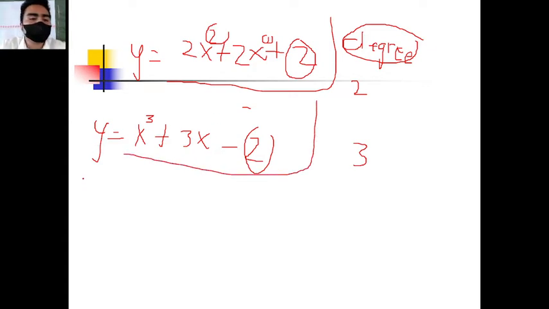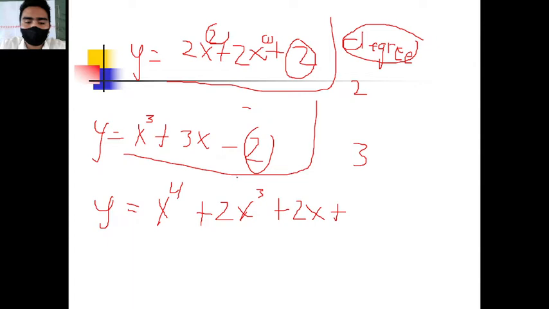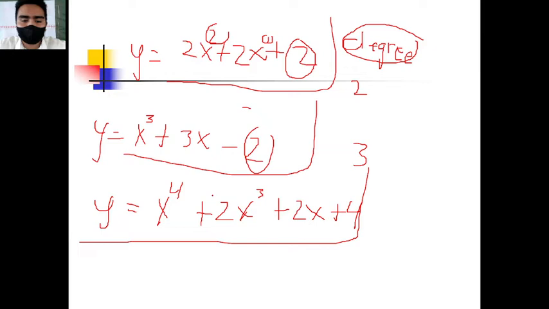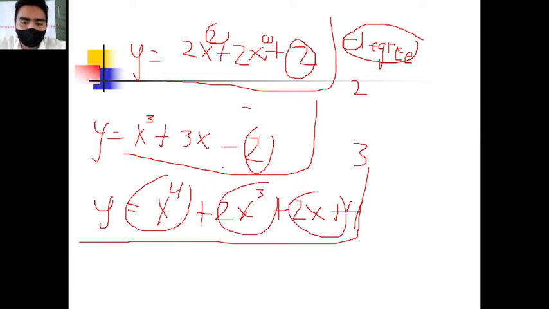How about this one? x to the fourth power plus 2x cubed plus 2x plus 4. How about this function? This is a function. It has 4 terms already. Also, we have the first term, second term, third term, fourth term. All right. So, which among the terms has the degree?